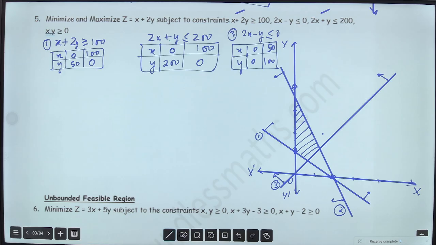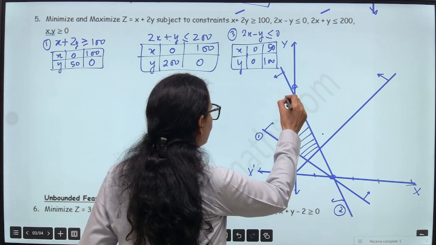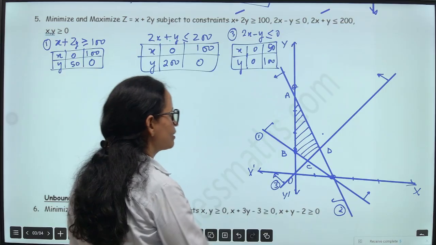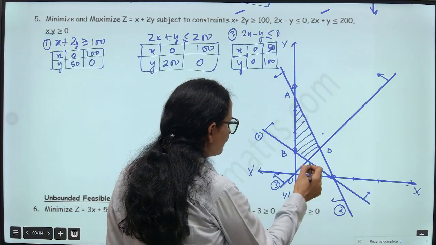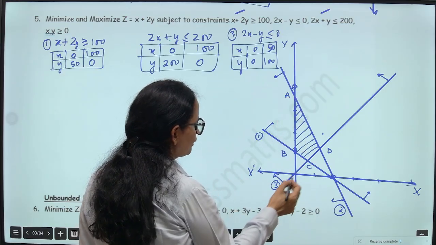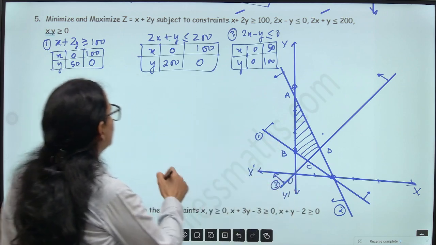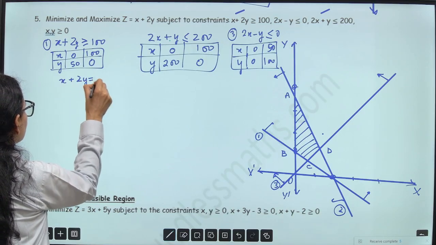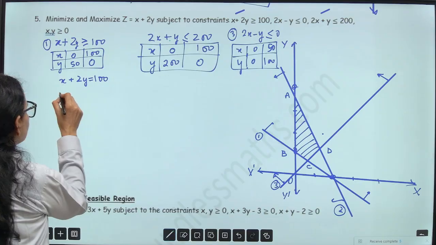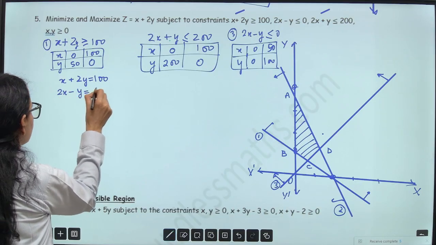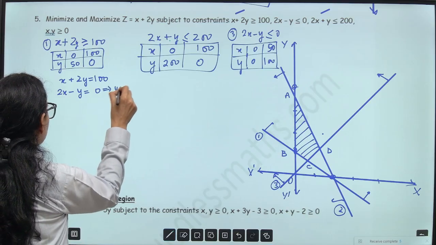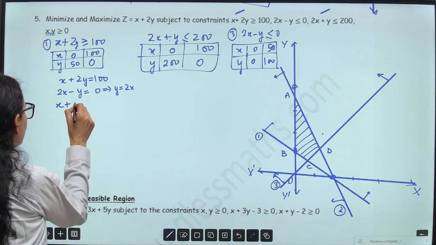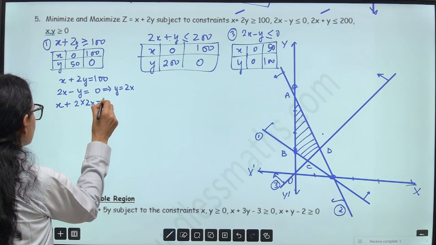Now we need to find the coordinates of the corner points A, B, C and D. There are 4 corner points. We know the coordinates for A and B. Let's find the coordinates for C. C is the point of intersection of 3 and 1. So let's solve 1 and 3 together. So it becomes x plus 2y equals 100, and the third one is 2x minus y equals 0. So this means y is equal to 2x. So x plus, in place of y you put 2x, 2 into 2x is equal to 100.